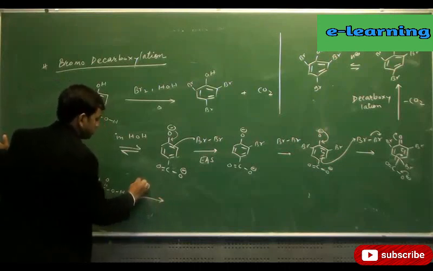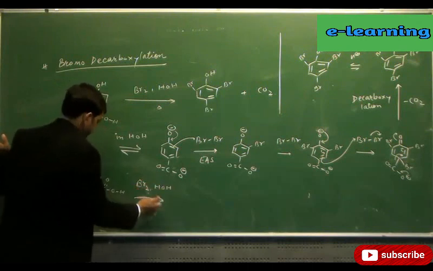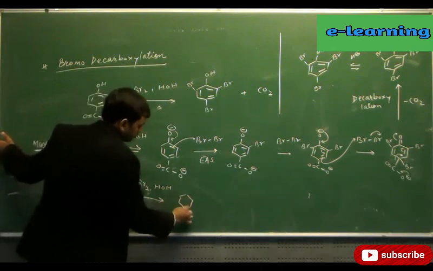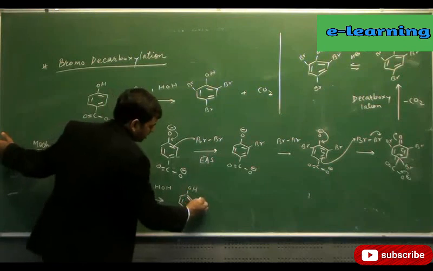Br2, HOH, it gives the tribromo product. It is removed from ortho and para.